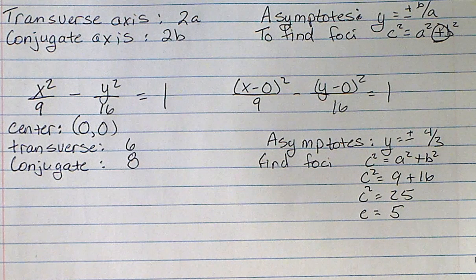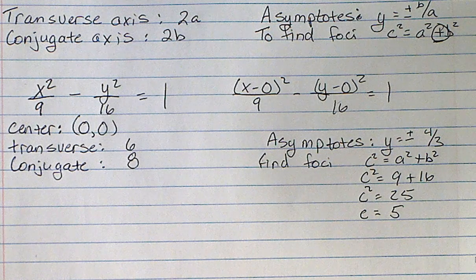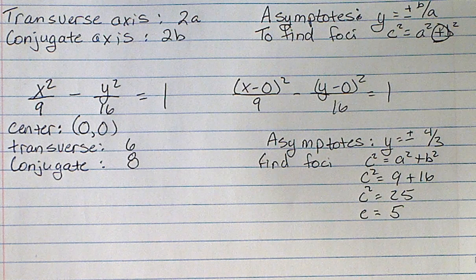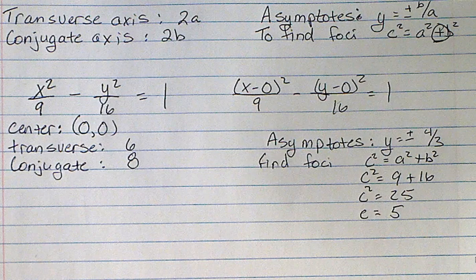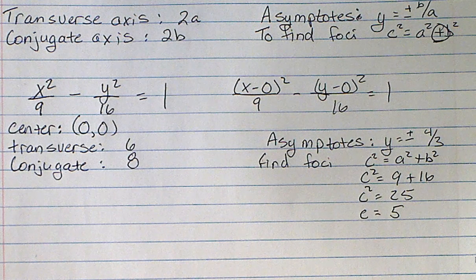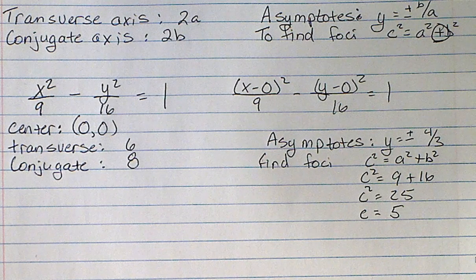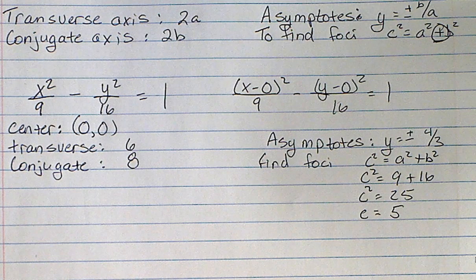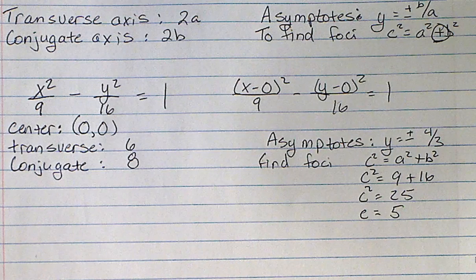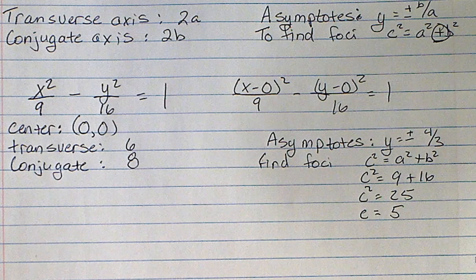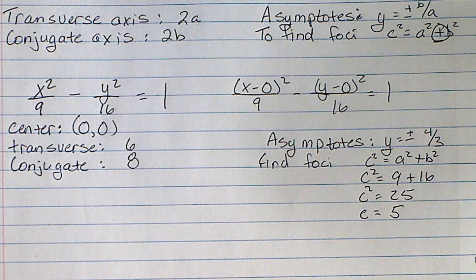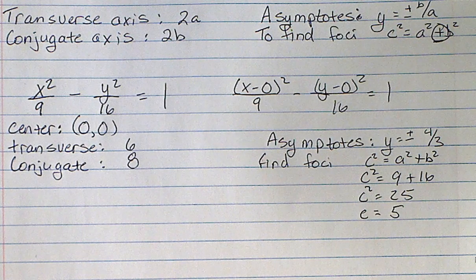B squared is 16, so b is the square root of 16. When you're finding the distance to the focus, you use b squared. All right, as far as creating this graph, your graphs don't have to be super exact because your calculator won't graph it, which is an issue.